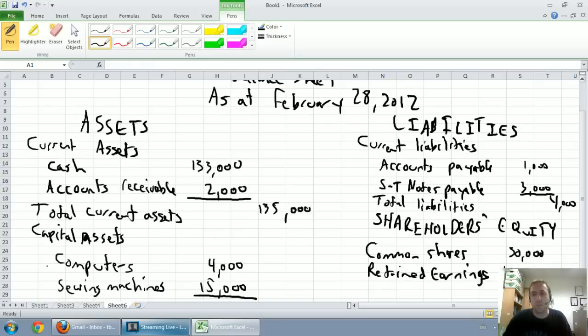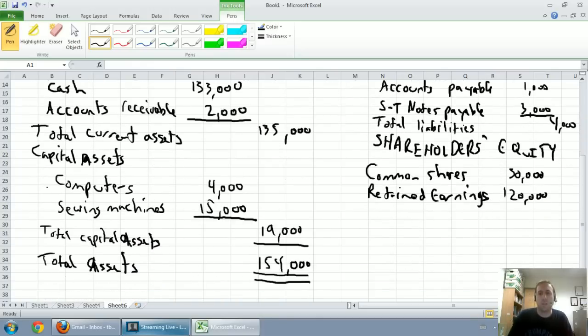So I'm just going to give myself a little bit more real estate here. My total shareholders equity, I'm going to abbreviate that as SE for space purposes here. 30 plus 120 is $150,000.